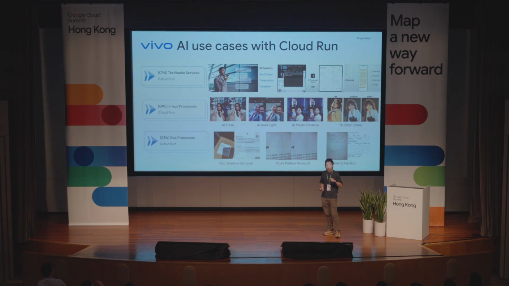Features like AI erase, overlay, photo enhance, and filter are all done by Cloud Run GPU. And finally, they use Cloud Run GPU for document processing, with features like shadow removal, moire pattern removal, and table extraction. So again, this is all done through Cloud Run and GPU. And they see that Cloud Run is a versatile, powerful platform for enabling their AI use cases across their product portfolio.